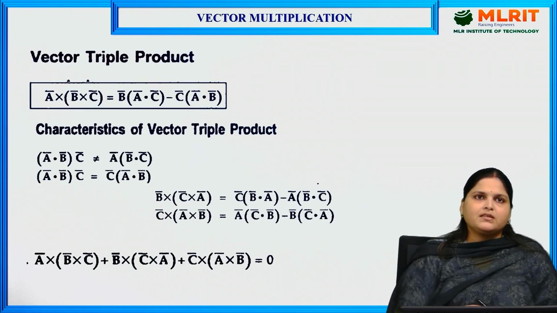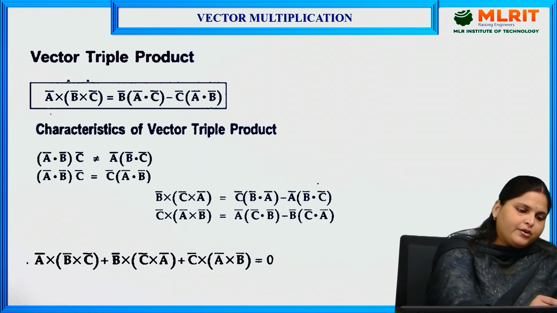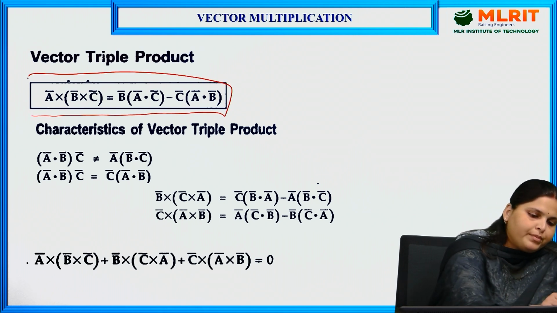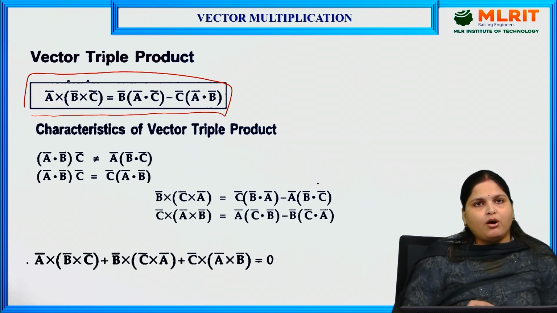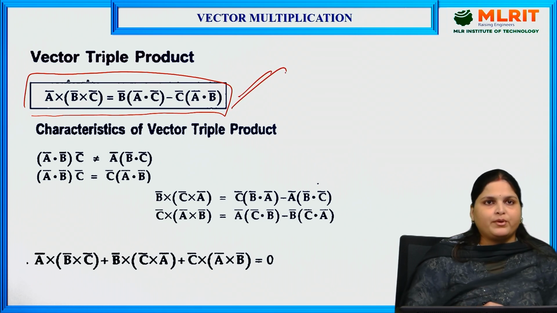Now let's discuss vector triple product. A cross B cross C is equal to B into A dot C minus C into A dot B. That is how we write vector triple product.